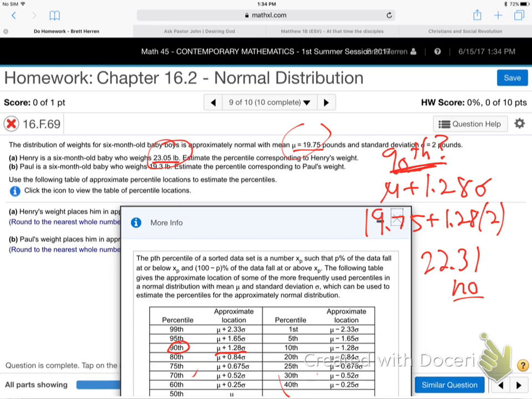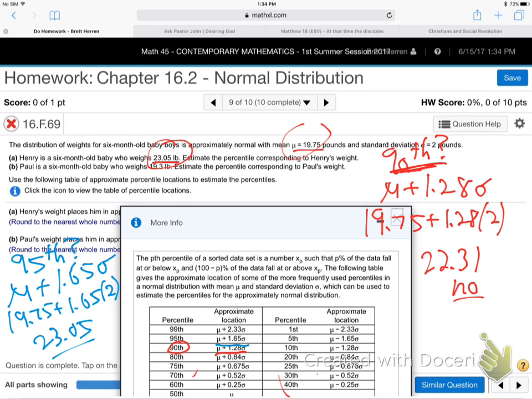So Henry's higher, so I've got to go higher than 90th. Let me try 95th now. Isn't that the next one? Maybe Henry's the 95th. That's mu plus 1.65 sigma. Plug in the mu: 19.75 plus 1.65 times sigma, which is 2. And that's 23.05. Ding, ding, ding. Yes, we got Henry.